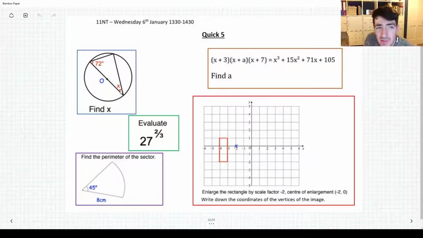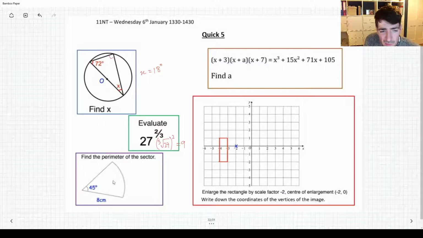Okay, well, the answers then. So for the blue one, you've got circle theorem, so the angle in a semicircle is a right angle, which means that x must be 18 degrees due to angles in a triangle adding up to 180 degrees. Green one, we need to do the cube root of 27 squared, and you can do those in either order. Cube root of 27 is 3 and 3 squared is 9.